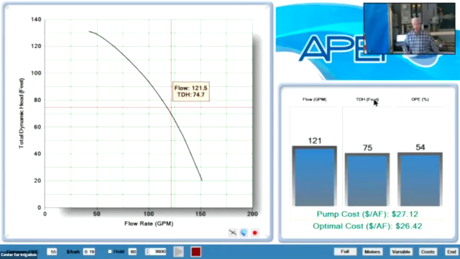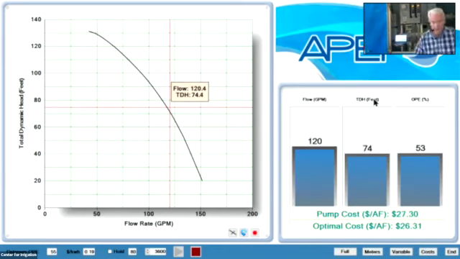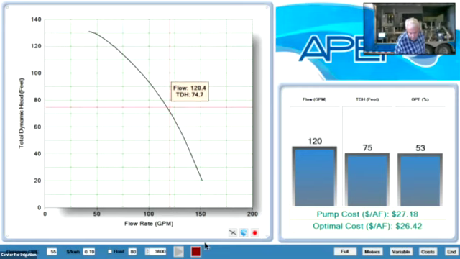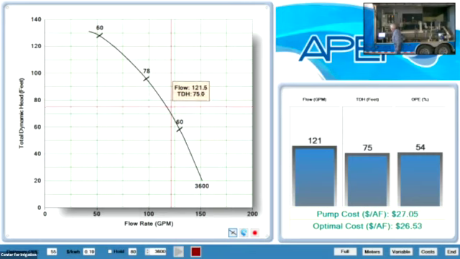Okay, all right. So right now, I messed up something here, didn't I? As we creep up to that best efficiency point, now I'm at 53. We're almost there. We're at about 120 gallons a minute with 75 feet of lift. You see, I've changed the conditions, and you see our pump cost has changed, but I'm still not up to the 55. Let's go on up to the most efficient point approximately.